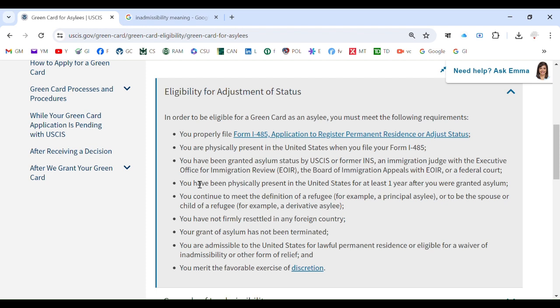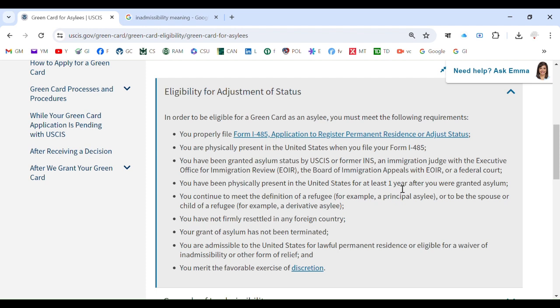And also you have been physically present in the United States for at least 1 year after you were granted asylum. So you do not become eligible right away, okay? When your asylum application is approved, and then you have also stayed after that in the USA for at least 1 year, then you become eligible to file the green card application. You will be eligible for adjustment of status for your green card registry, okay? You will be able to fill out Form I-485 at that moment after 1 year has passed after your asylum was granted, okay?